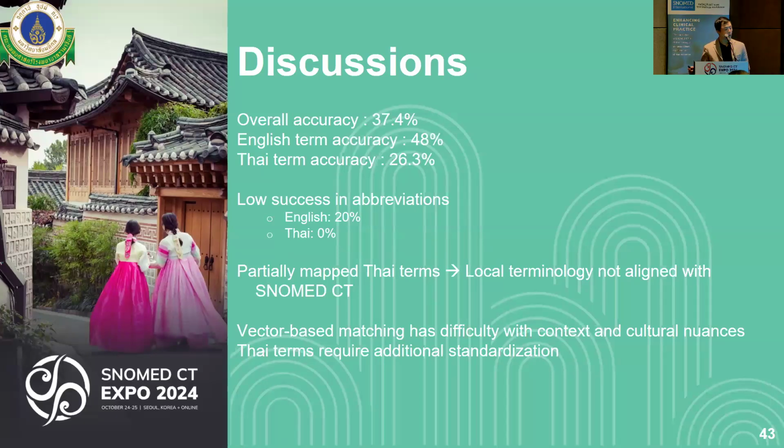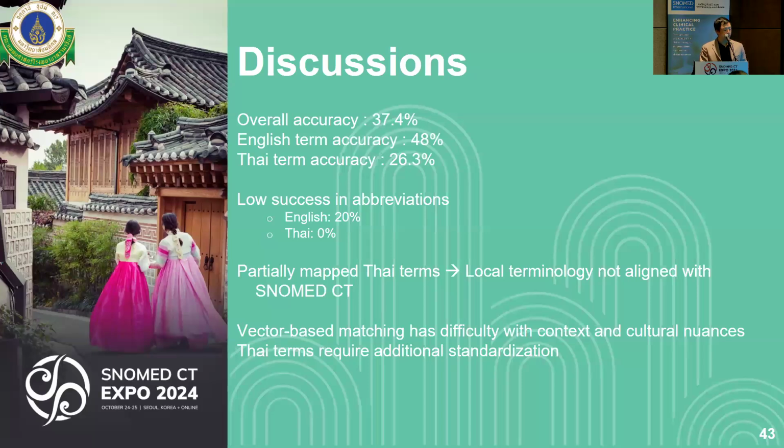So the overall discussion: the overall accuracy is about 37%, which maybe is because the English term accuracy is higher, but Thai term accuracy is about one quarter, or 26%, and it's even lower for abbreviations. I think from what I inspected in the wrongly extracted SNOMED CT IDs, it's more like human mapping error.